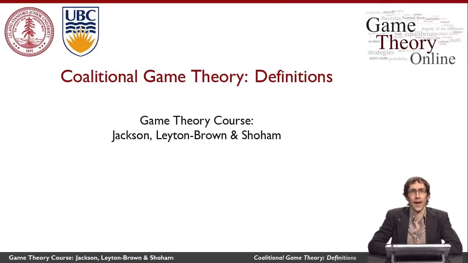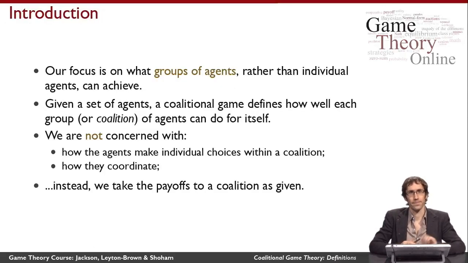This video is going to define coalitional games and explain what they're used for. So coalitional games, unlike the non-cooperative games that we've talked about so far, don't model individual agents taking actions. Instead, they think about groups of agents acting together. So the idea is that we think about a set of agents and ask what coalitions could form, what groups of agents could choose to work together.